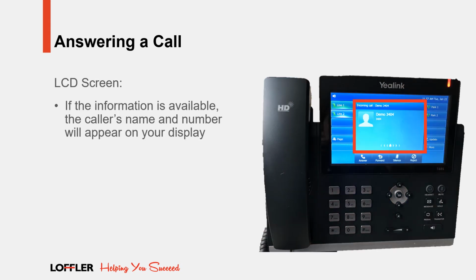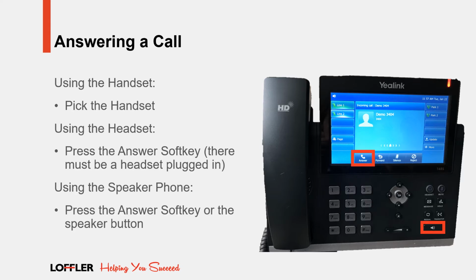If the information is available, the caller's name and number will appear on your display when you have an incoming call. To answer a call using the handset, pick up the handset. To answer with a headset, press the Answer soft key. There must be a headset plugged in for this to work. To use the speakerphone, press the Answer soft key or the speaker button.